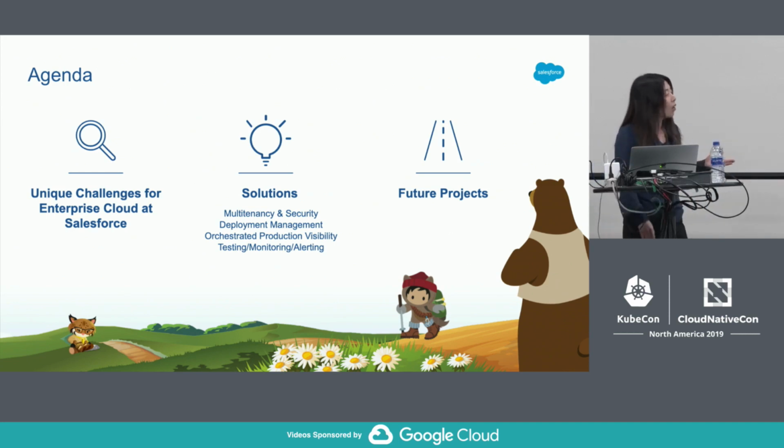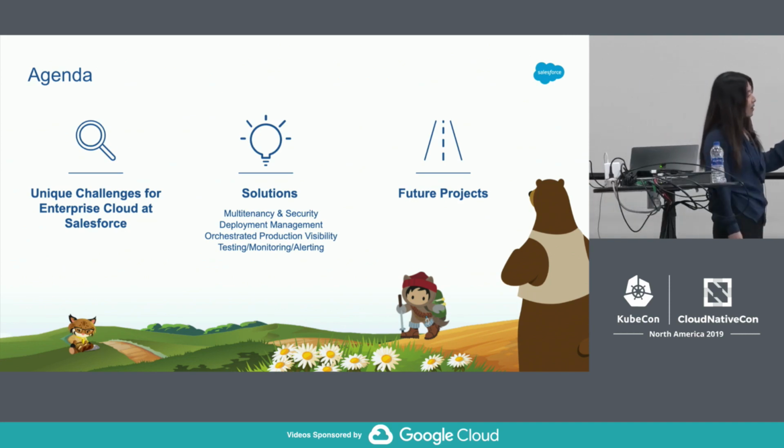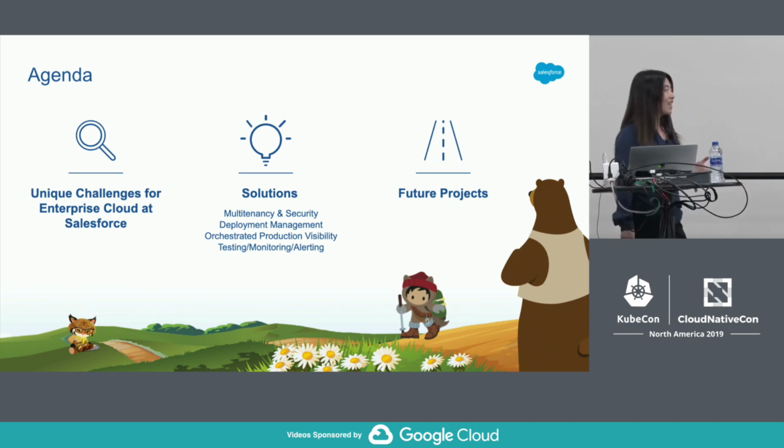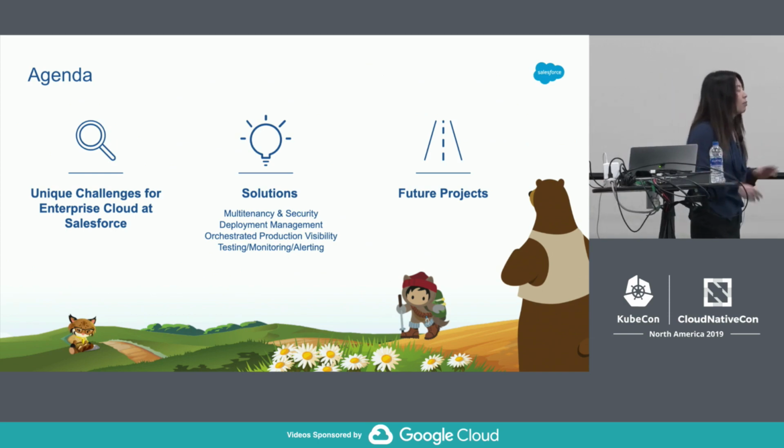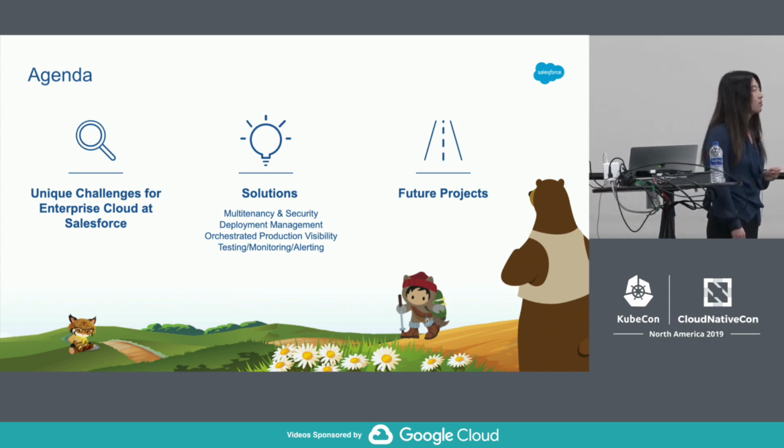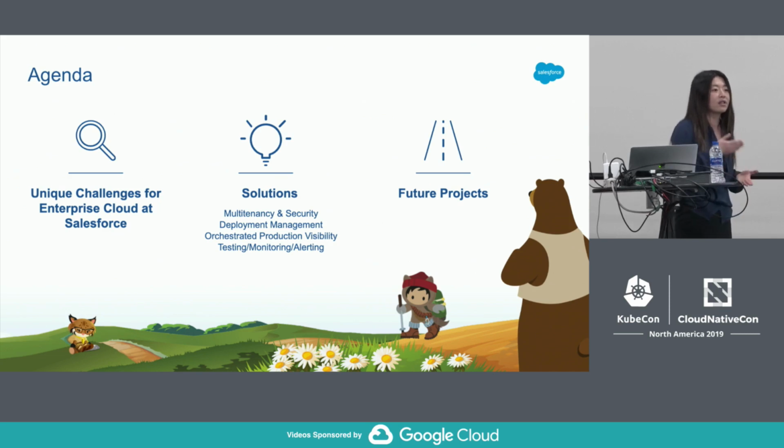So today, we're going to be talking about 4 aspects of solutions. The first one is multi-tenancy and security. How do we manage a Kubernetes cluster when multiple tenants use the same cluster, with necessary protection? The second one is the deployment management system. We actually developed our internal deployment management system in-house. And the third one is orchestrated production visibility.